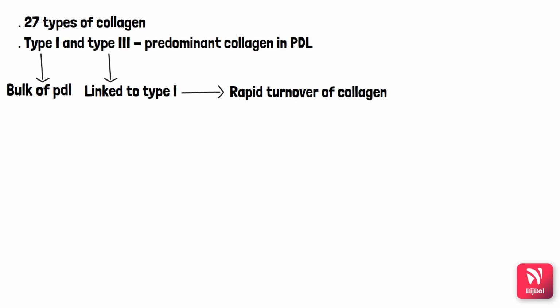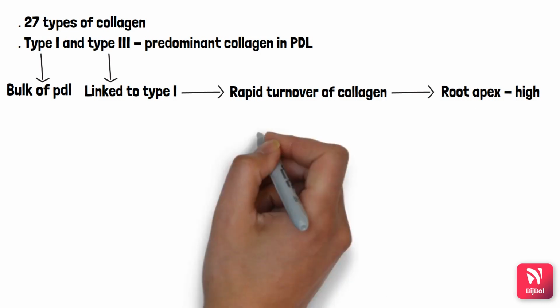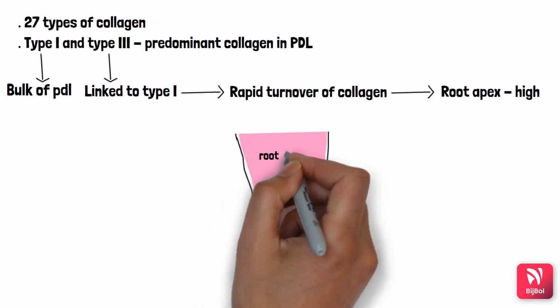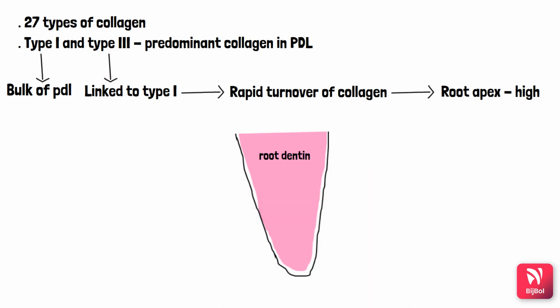And the main function of this type 3 collagen is that it helps in rapid turnover rate of collagen. So this rate of turnover differs in various parts of the tooth. So here in the same tooth, the rate of turnover will be more in case of root apex. Okay, that is by type 3 only. So if you see, this pink structure is the root dentin, and the outer black line you can see, that is cementum. Okay, and this yellow line what you see is alveolar bone. Think that this is alveolar bone and this black line is cementum.